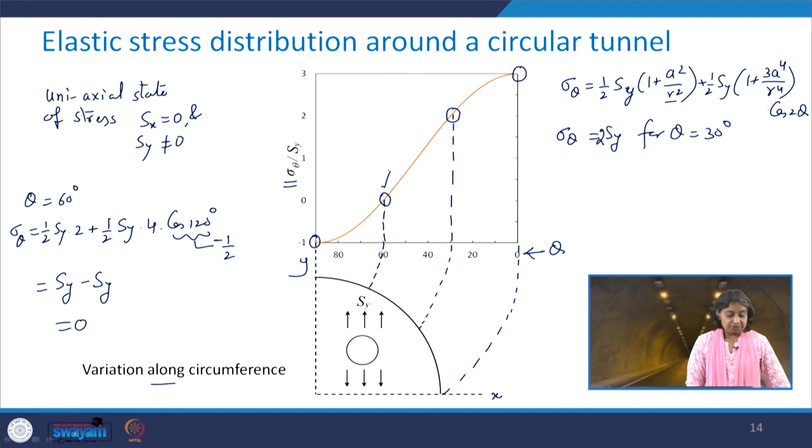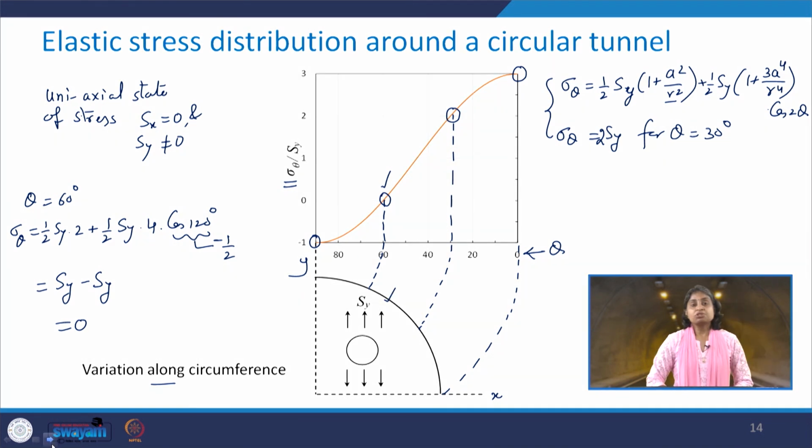Once we have the various expressions, for typical situations we can determine the variation along the theta equal to 0 axis, the theta equal to pi by 2 axis, and all along the circumference of the circular tunnel. This is how we can get the elastic stress distribution all around the circular tunnel. What about the displacements? That we will see in the next class. Thank you very much.